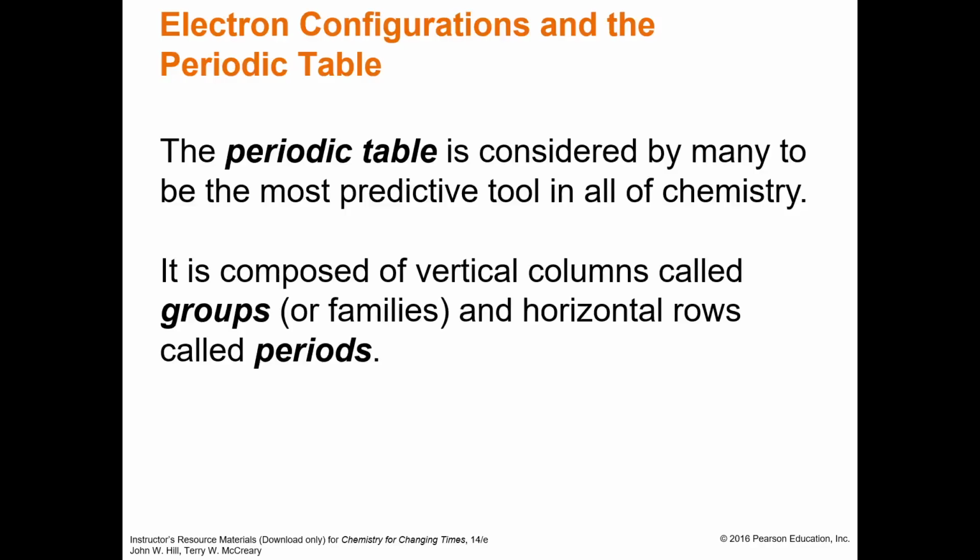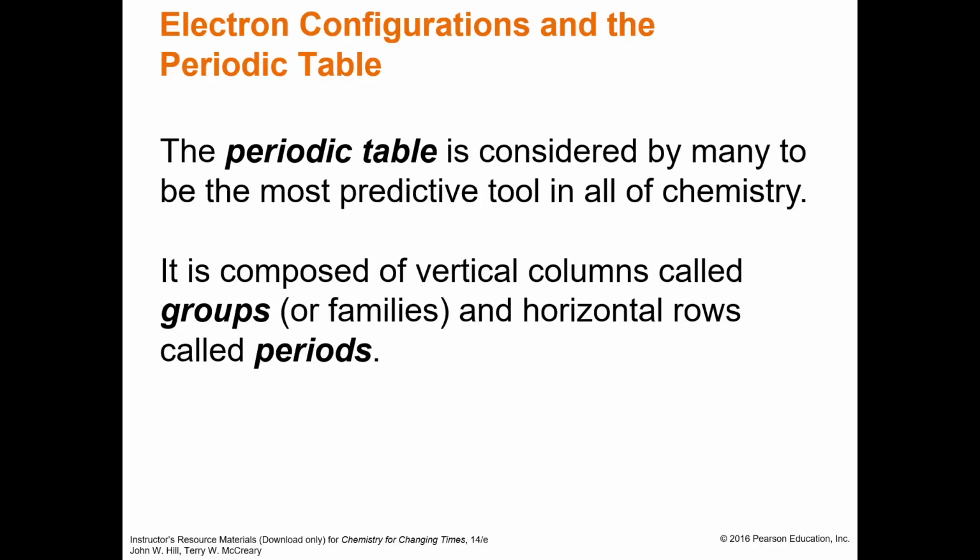So the periodic table is considered by many to be the most predictive tool in all of chemistry. Really, for a basic intro level chemistry, as long as you understand how to truly use and understand what the periodic table is actually telling you, you know enough to do damn near everything you need. It's an amazingly powerful tool.